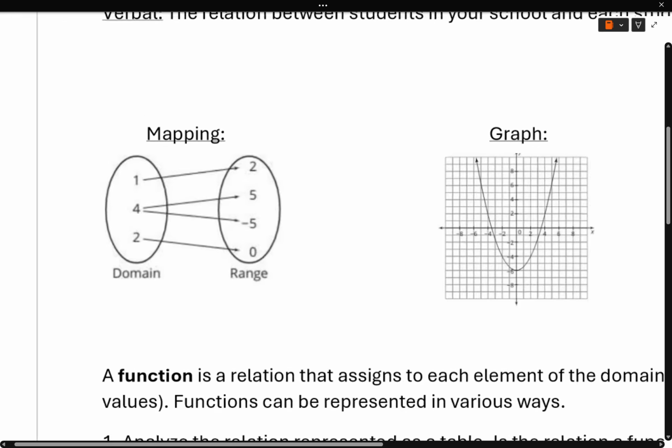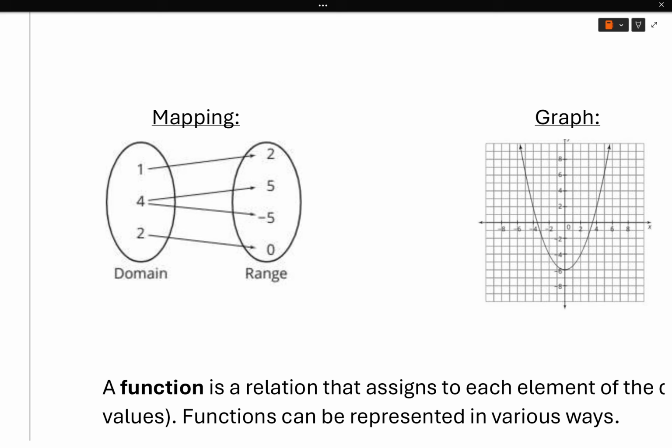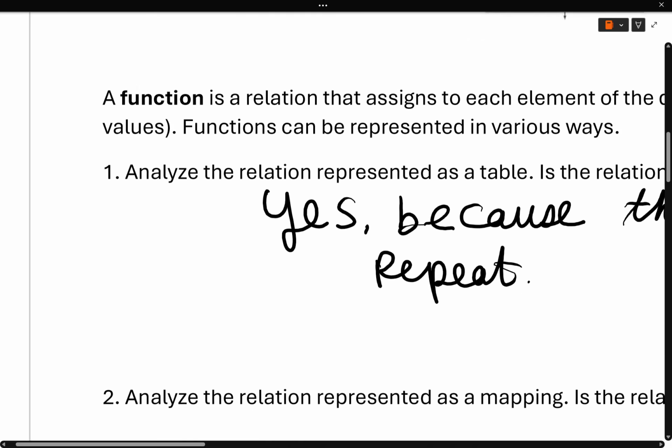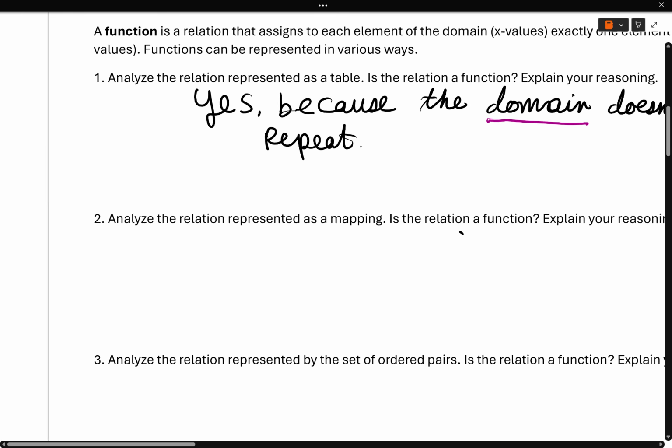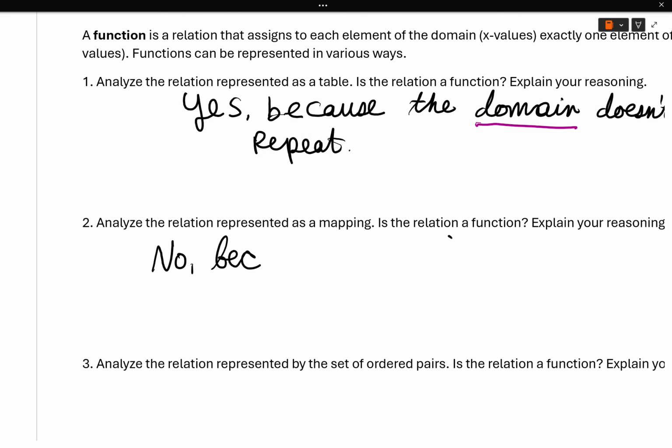For number two, let's look at the map. Again, each domain can only go to one range. Do you see that happening? Hopefully, you notice that that doesn't happen. We've got this domain going to two ranges. That's not allowed. So for number two, our map is not a function, so no.